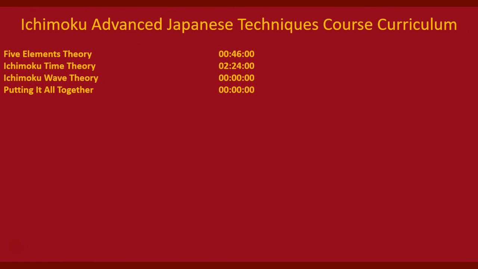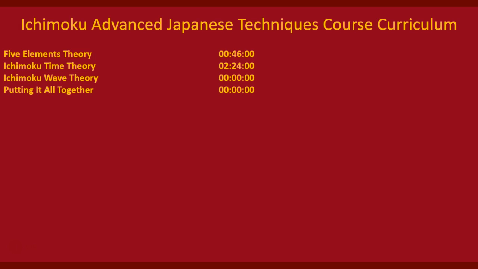And then we move on to the Ichimoku Advanced Japanese Techniques course curriculum. This is the curriculum here. This is the 5 elements theory, and that's a 46-minute video. It's going to discuss some aspects that you probably haven't even heard of with Ichimoku. It starts with balance and unbalance with Ichimoku. Then we go on to the Ichimoku time theory, which is very big, things that you don't really see traders here in the States doing. That video is 2 hours and 24 minutes long.